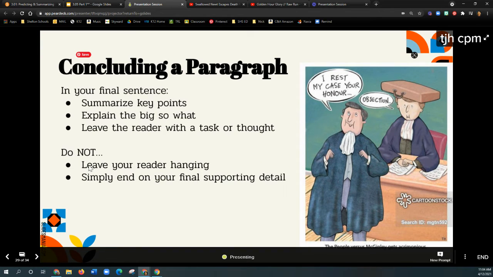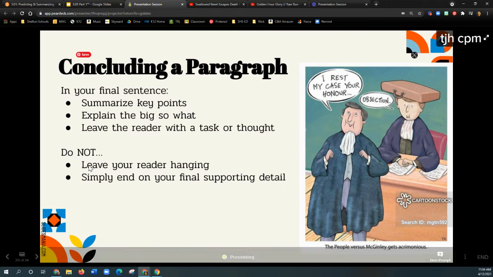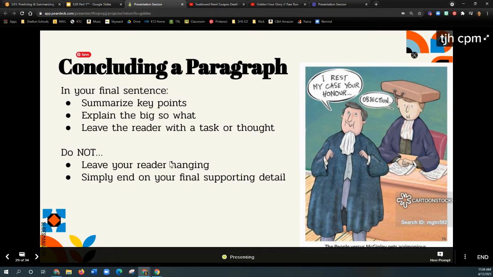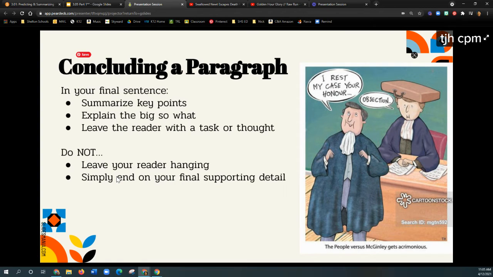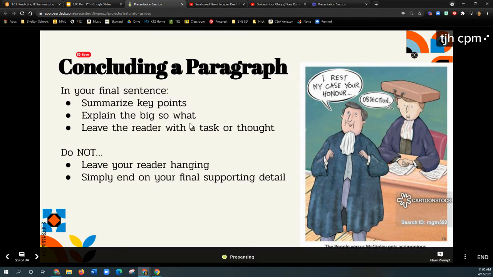You don't necessarily want to use the phrase in conclusion. That's a pet peeve of some teachers. I feel like at the high school level, it's okay to start the year with using in conclusion, but eventually, as you become juniors and seniors, you should not use it as much. You don't want to leave your reader hanging, and you don't want to end on a supporting detail. You want that final sentence. You want that connecting sentence that explains a big so what, that leaves the reader with a call to action, a task, or it leaves the reader thinking about something.